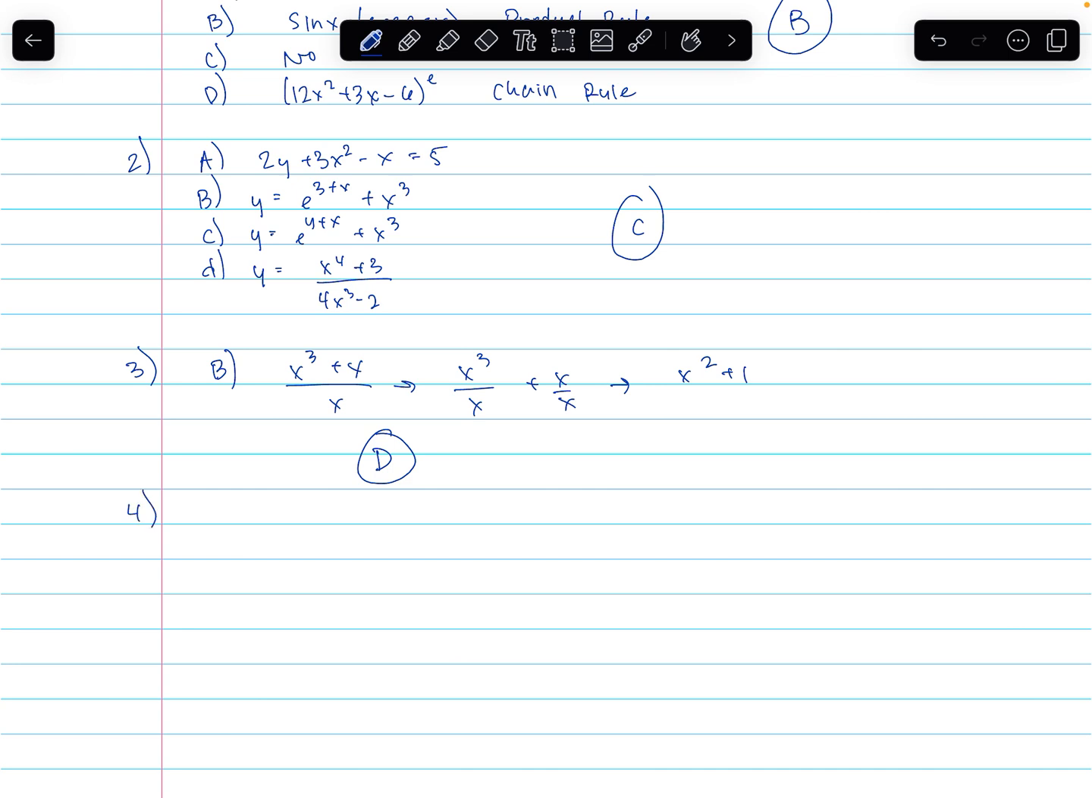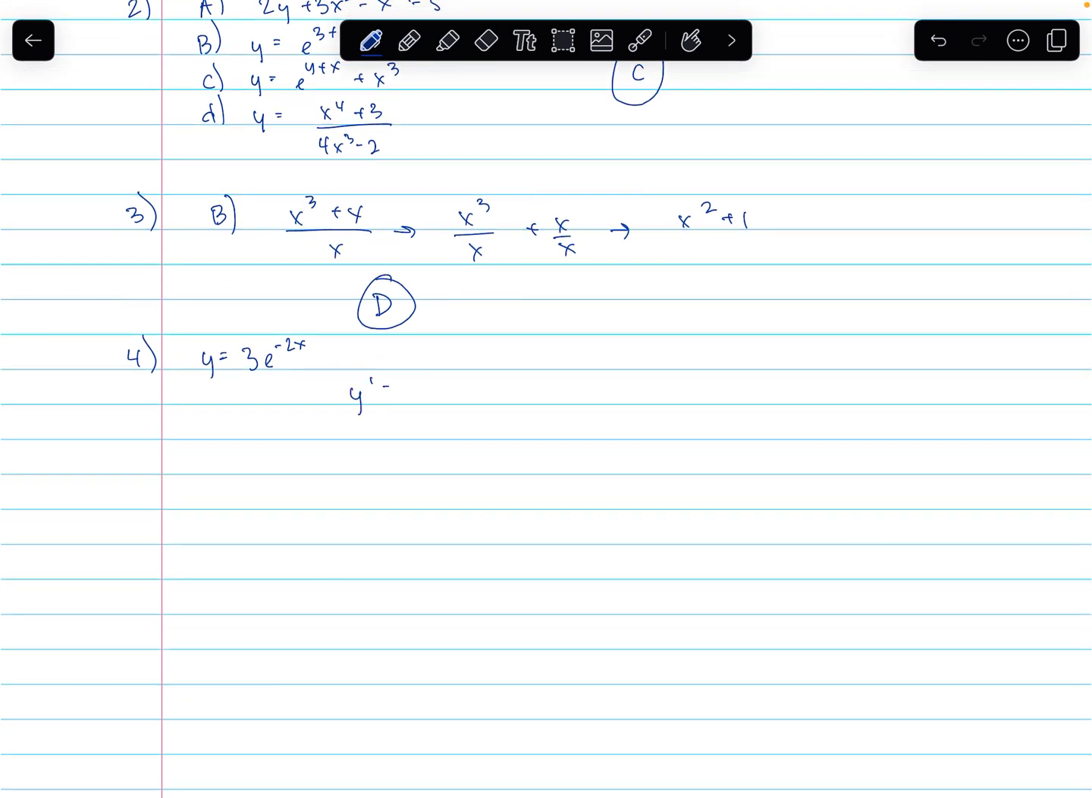Alright, let's check out the next one. We have y is equal to 3e to the negative 2x. Find the third derivative. So y prime is going to be equal to negative 6e to the negative 2x. Y double prime is going to be equal to positive 12e to the negative 2x. And y triple prime is going to be equal to negative 24e to the negative 2x. And so that's got to be option A.